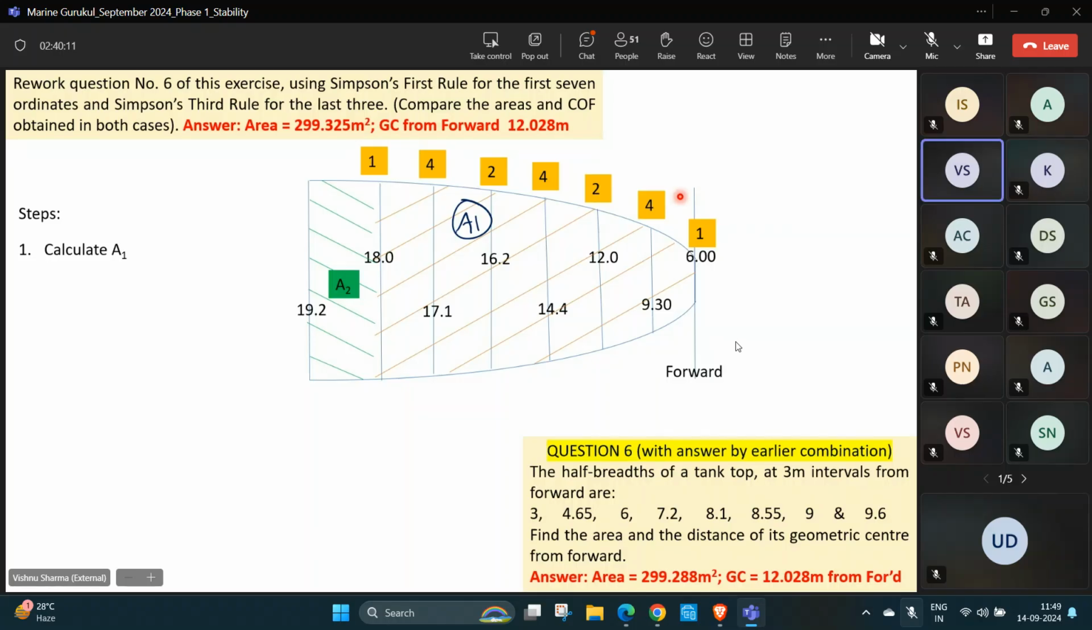Please calculate area A1 and also calculate D1 from forward. Area A1 and D1 from forward. I'm showing you the answers so that you can match them and confirm and tell me that you've got these answers. Got it, sir. Even D1 from forward you got? Yes, sir. Okay, very good. Let's wait for others to get it.